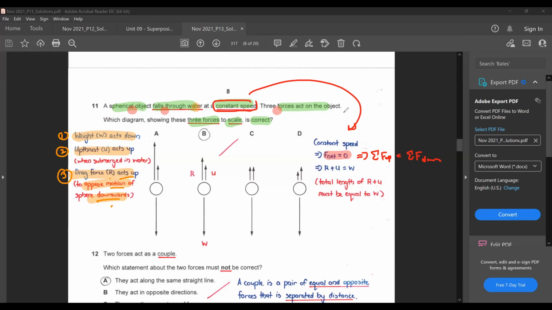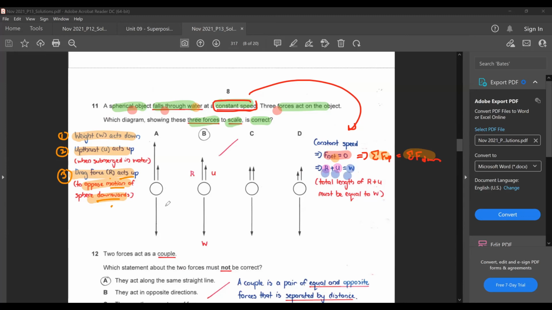So back to the right side of my workings, sum of outward force must be equal to sum of downward force. My outward forces are drag force and upthrust. My downward force is weight. So R plus U must be equal to W. In other words, drag force plus upthrust must be equal to weight.